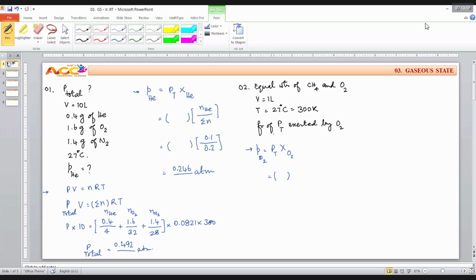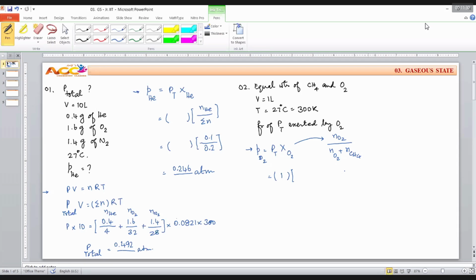Remember that whenever he says fraction, it means something out of 1. Whenever he says percentage, it is something out of 100. So indirectly he is saying something like this. Now, what is this? This is number of moles of oxygen by number of moles of oxygen plus number of moles of methane. Now he is saying equal weights. It is your choice to take any number, or you can say W gram.